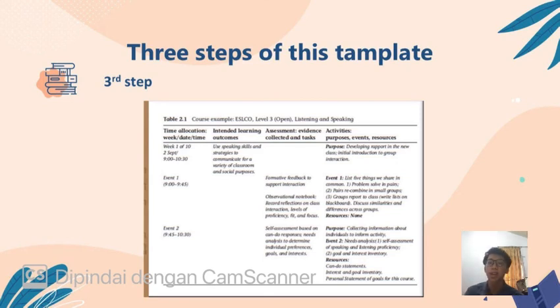There are time allocation, intended learning outcome, assessment. Here is evidence collected and the task, and the last is activities, purpose, events, resources.